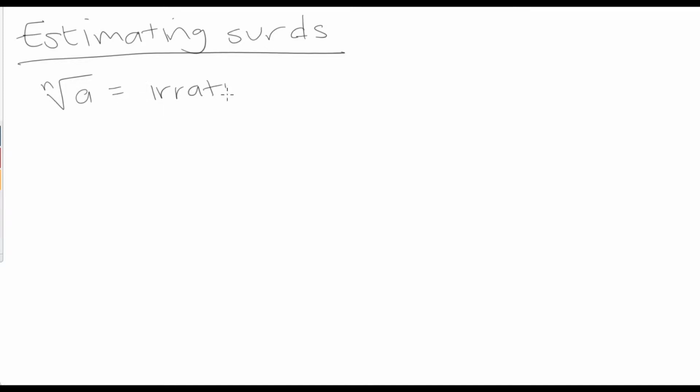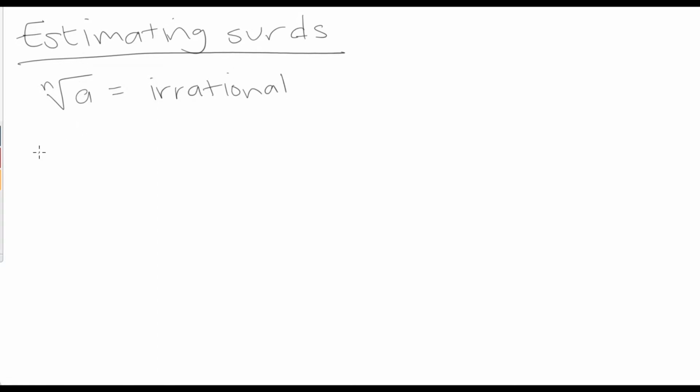Today's lesson is going to be on estimating surds. And one of your first questions might be, what is a surd? When we take the nth root of a number, and the result is an irrational number, that is an example of a surd.